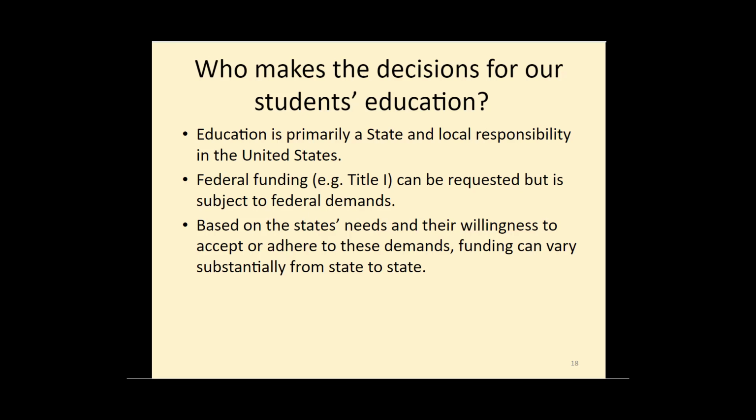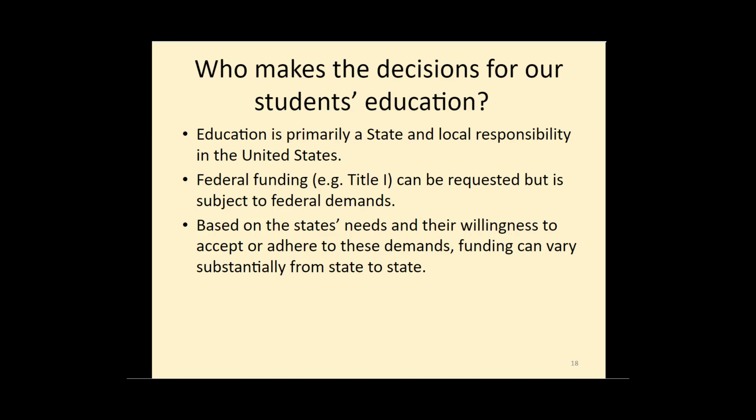Let's start by discussing who makes the decisions for our students' education. As you may already know, education is primarily a state and local responsibility in the United States. States can ask for federal funding. For example, Title I is part of the Elementary and Secondary Education Act, which provides financial assistance to schools with high numbers or high percentages of children from low-income families. This is done to ensure, or to try to ensure, that all children meet challenging state academic standards. These decisions are based primarily on census poverty estimates and the cost of education in each state.